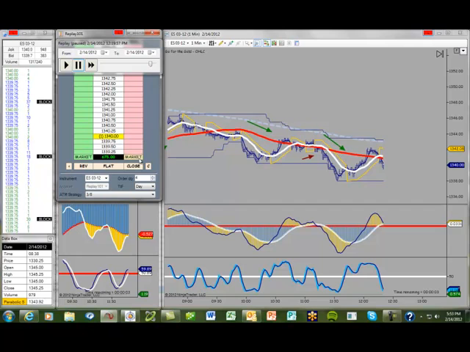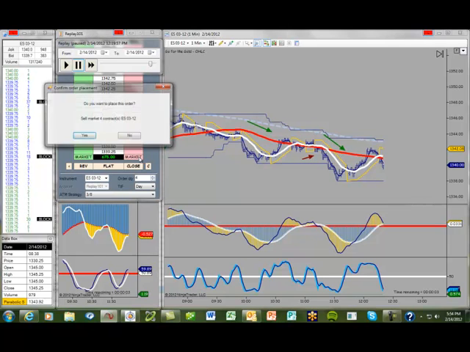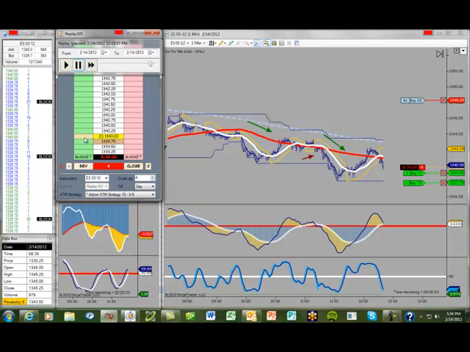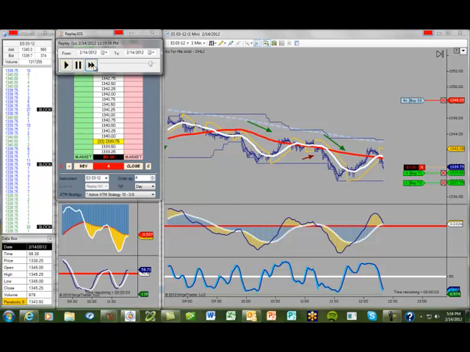short this thing, because this is too much of a drop already for this to be any kind of pullback. I think this is going to be part of a bearish impulse pattern that we're still completing here. So let's short it and see what happens.